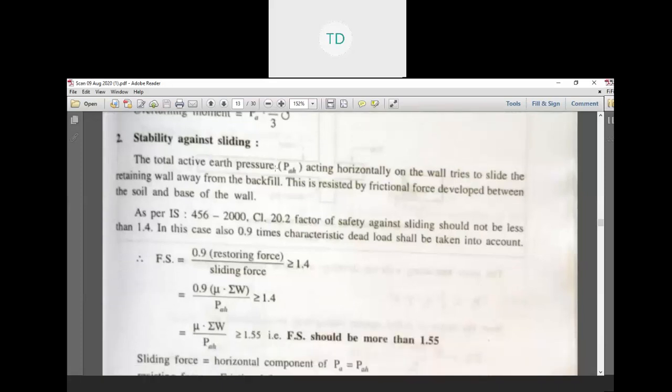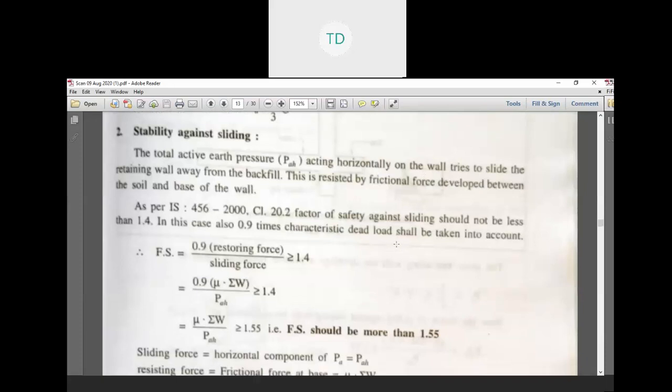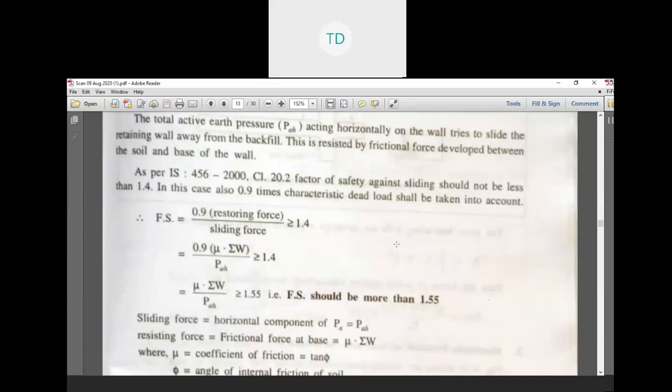Next point, stability against sliding. The total active earth pressure PAH acting horizontally on the wall tries to slide the retaining wall away from the backfill. This is resisted by friction force developed between the soil and base of the wall. As per IS 456-2000, factor of safety against sliding should not be less than 1.4 in this case.